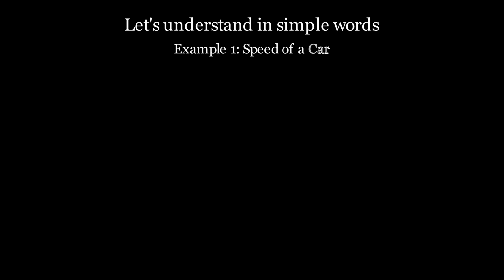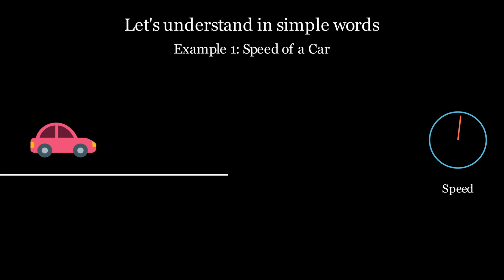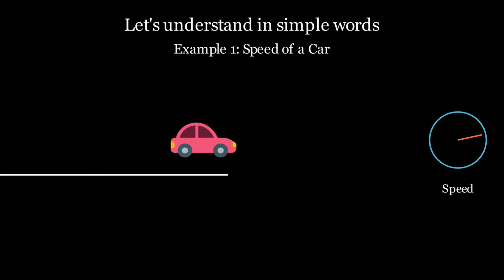Let's understand derivatives through a real-world example of a moving car. Imagine you're driving a car where your distance traveled follows time squared. Your speedometer shows your derivative, how fast you are going at each moment. As you accelerate, the speed increases steadily, just like the derivative 2x suggests.